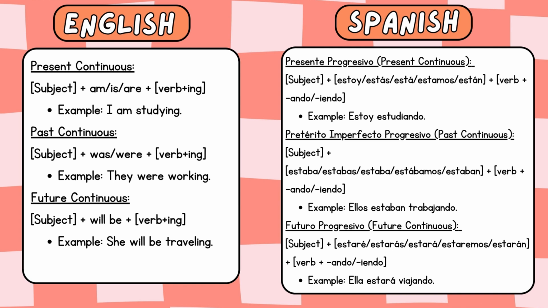Some key differences we can notice here is that, for example, in English, the verb to be changes based on the tense and the subject. And in Spanish, the verb estar changes based on tense, person, and subject, but the gerund itself, the verb with the ando, iendo suffix, doesn't change. Both languages use these forms to emphasize actions that are occurring at a specific moment or over a period of time. That is why we call them progressives.